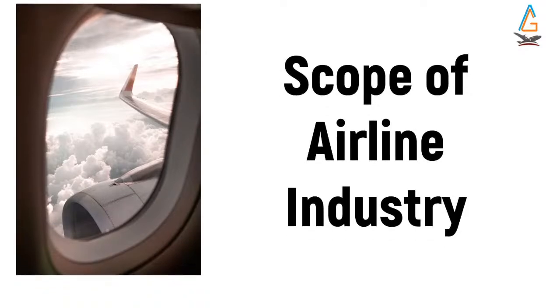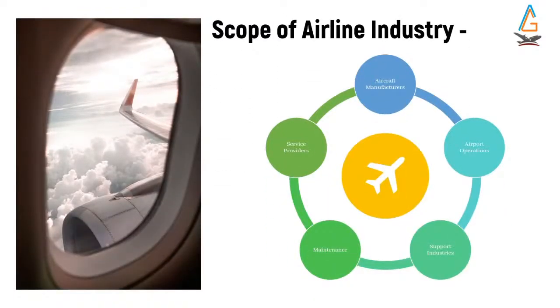Let me take you to the next slide. So what do we have? Yes, we talk about the scope of the airline industry. Under this we have five different scopes that we are going to study. The first one is aircraft manufacturers, then we have airport operations, then support industries, then maintenance, and lastly service providers. Let me take you to the next slide.